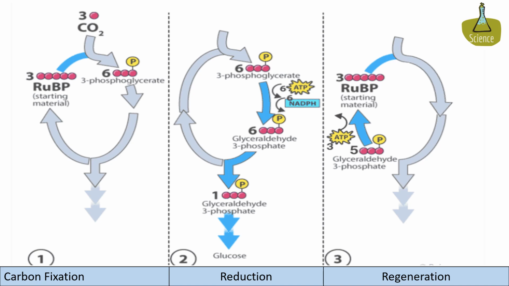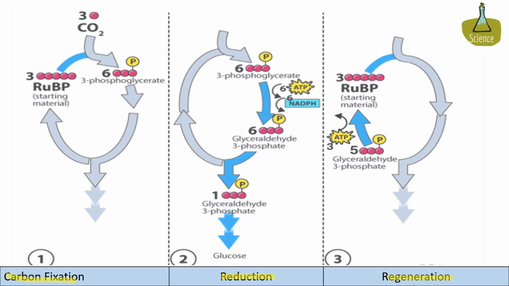So in this particular diagram, we'll understand some key points about the Calvin cycle. The first thing that can be understood very easily is that the Calvin cycle has three steps. First step is the carbon fixation. Second step is the reduction, and third step is the regeneration.